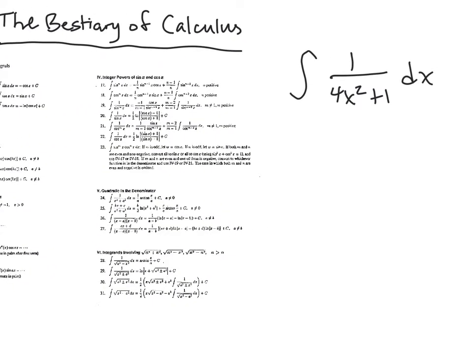1 over 4x squared plus 1. Now the problem with this table here is I don't see anything where the coefficient of x squared is something other than 1. But I could probably modify this so that it does have a coefficient of 1 on the x squared term. So let's see how to do that. There's a couple of techniques you can use here, both of which can be very helpful. So one of the techniques is, let's just take the denominator and factor out a 4.